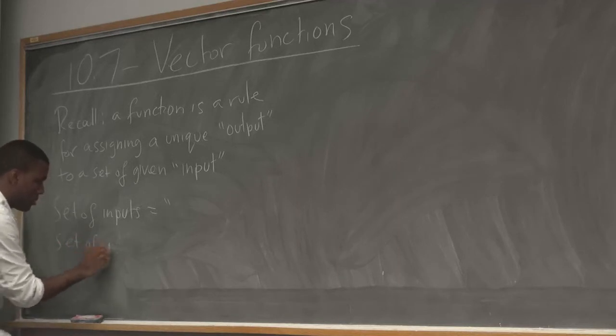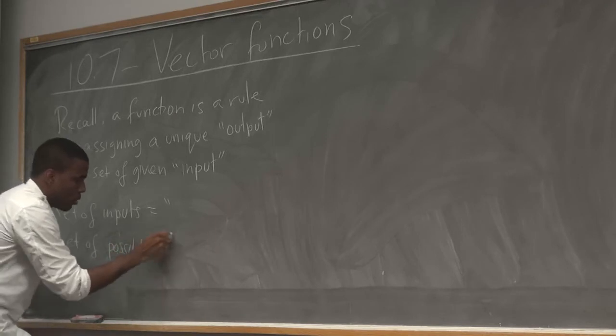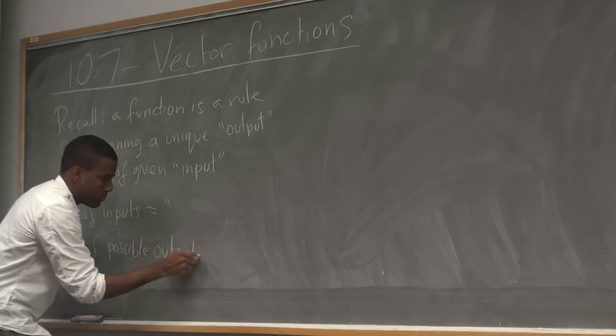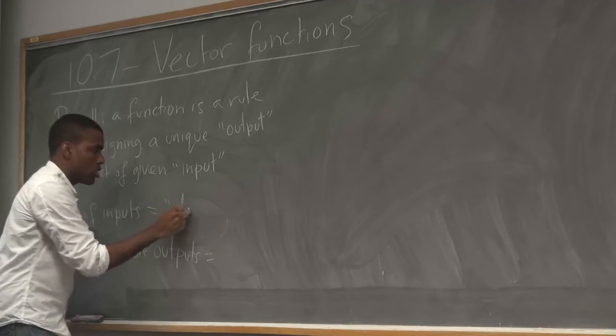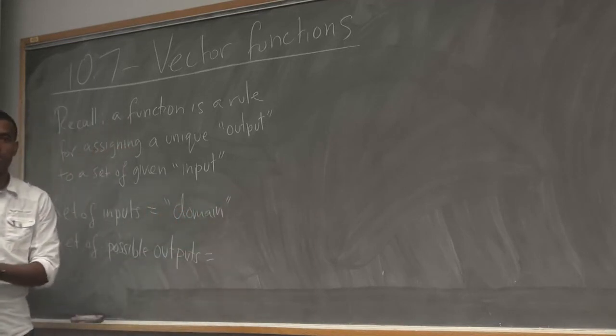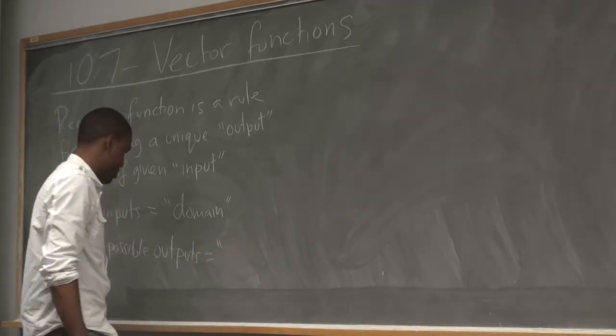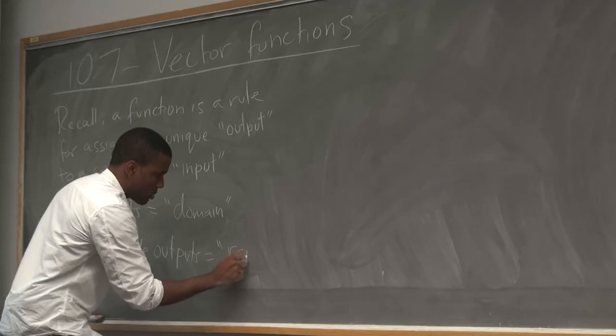Remind you of some terminology here. What do you call the set of inputs? It's called a domain, right? So if anyone asks what is the domain of this function, it's just the set of things that you can plug into this function. The set of outputs is called? It's called a range.